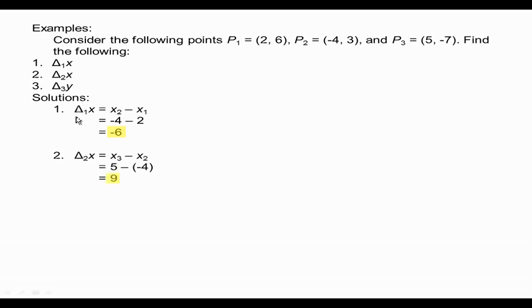For number 3, delta 3y. That's going to be y4 minus y3. There is no y4. There's not a fourth point. So y4 minus y3 is not possible. We could also say it does not exist or it's undefined. But the subtraction is not possible because we don't have a fourth point.